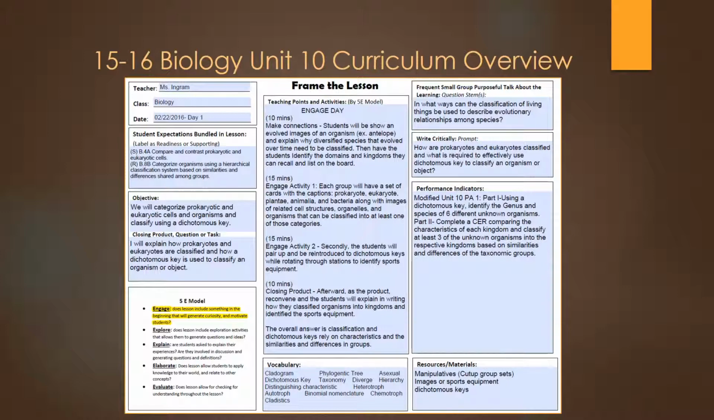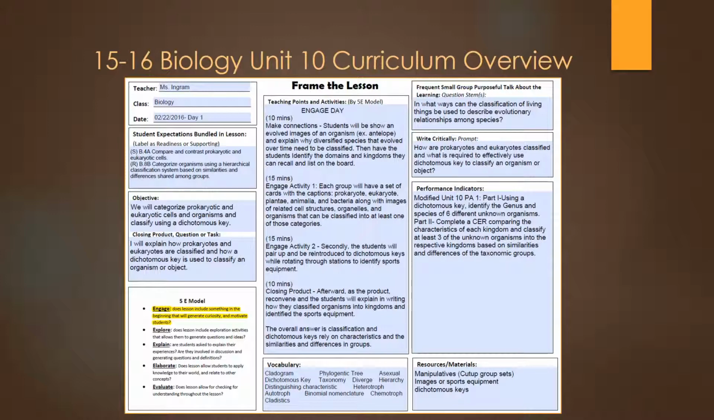Then you will have the students identify the domains and kingdoms that they can recall, and you would list those on the board. So that's a good opening, just to get their minds going, talk out as a class, get them talking, and have those conversations before you go into further parts of the lesson activities.